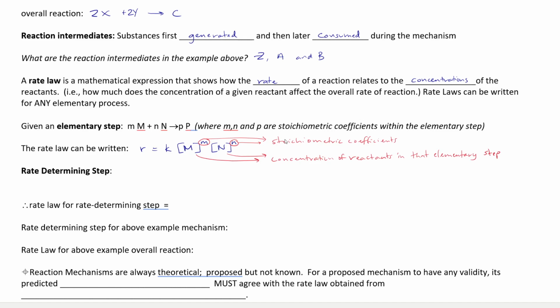So, as we saw, the rate determining step is the slowest step in a reaction mechanism. And the rate law for the rate determining step must then be the rate law for the overall reaction.